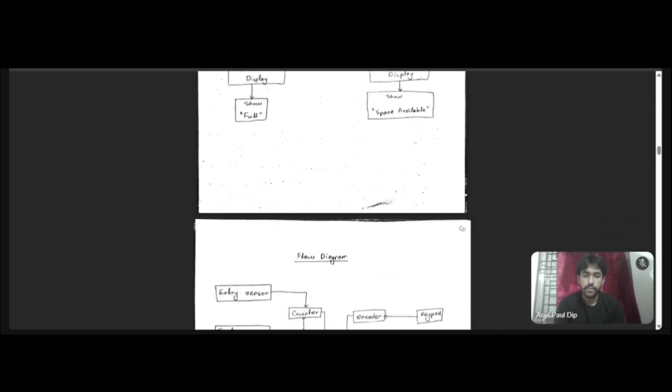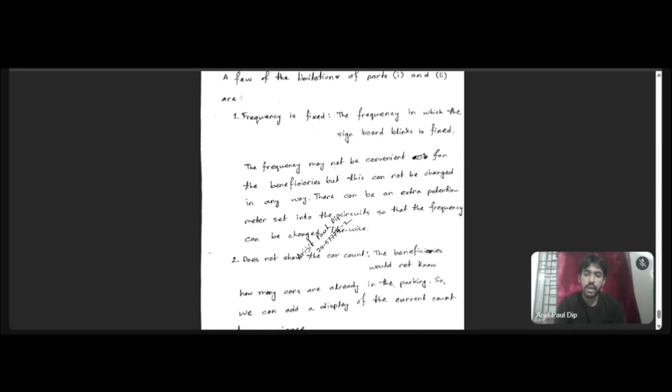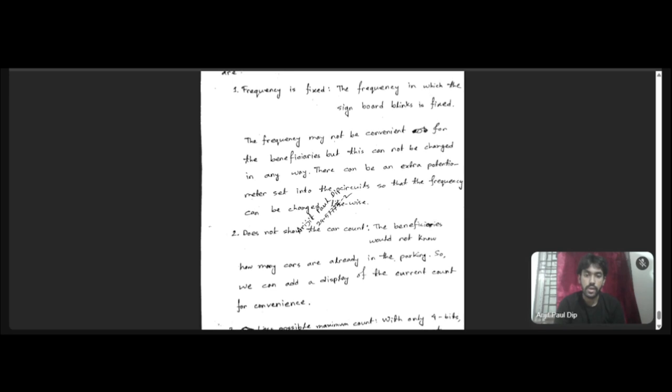So the first limitation I identified is that the frequency of the blinking lights is fixed. So if we add a potentiometer to the resistor line in the 555 timer, then we can control the frequency of the timer's output. So we can also control the frequency of the blinking lights.